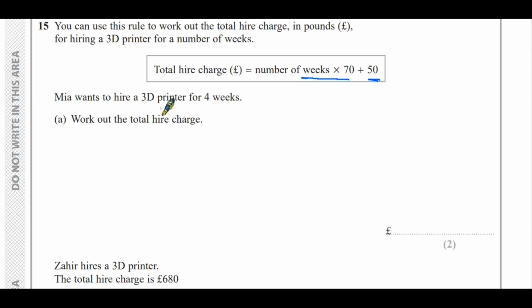Mia wants to hire a 3D printer for 4 weeks, so when we put the 4 into this rule, the number of weeks is 4, and we are told it is number of weeks times 70 plus 50. So using BIDMAS here, we have to do the multiplication before we do the addition. So 4 times 70 is 280 plus 50, therefore your total cost is £330.